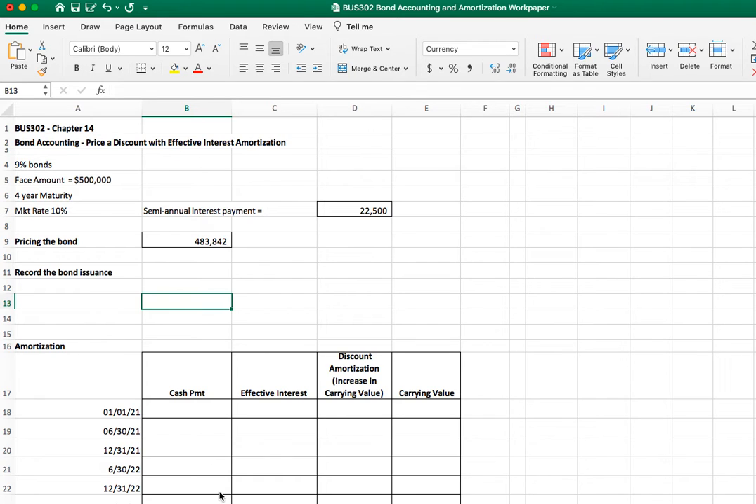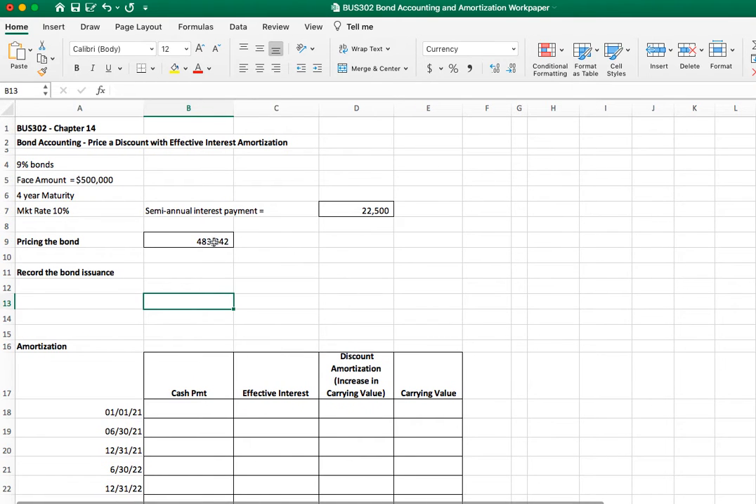Hello, in this video I will demonstrate the accounting and amortization of a bond that has been priced at a discount. In the previous video we computed the price of the bond that had a $500,000 face value and a stated interest rate of 9%. The length to maturity was 4 years and the market rate of interest was 10%.